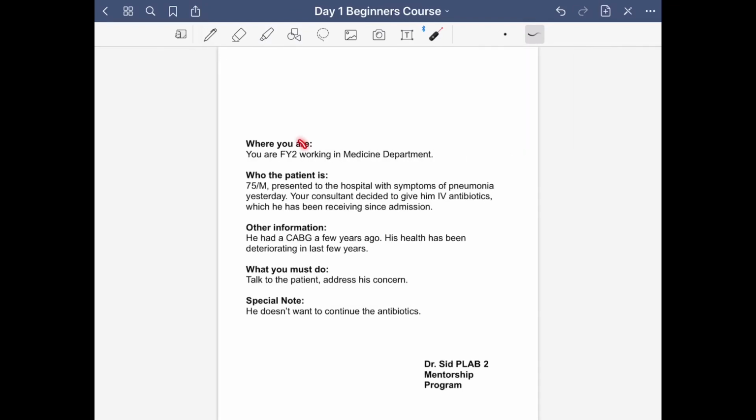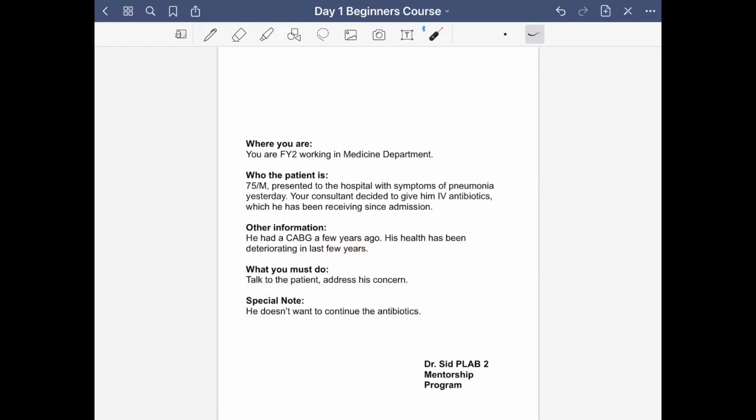Third example, FY2 in the medicine department. A 75-year-old male presented to the hospital with symptoms of pneumonia yesterday. Your consultant decided to give him IV antibiotics, which he has been receiving since admission. He had a CABG, coronary artery bypass graft, a few years ago. His health has been deteriorating in the last few years. What you must do, talk to the patient, address his concern. He does not want to continue the antibiotic.